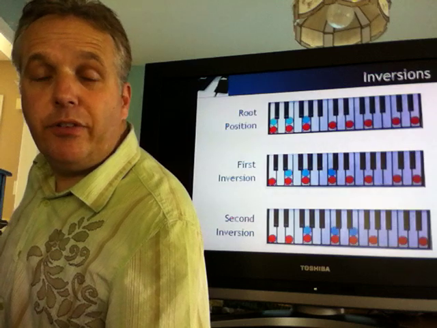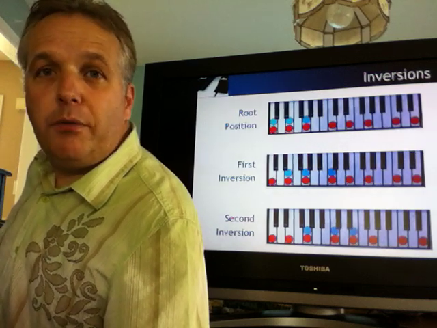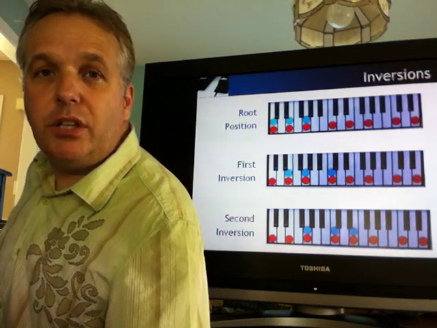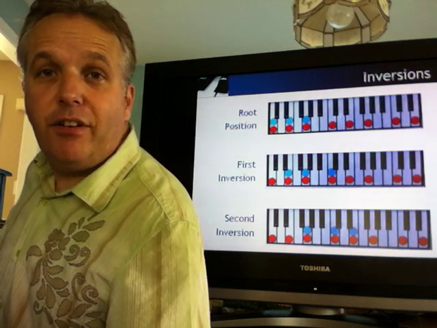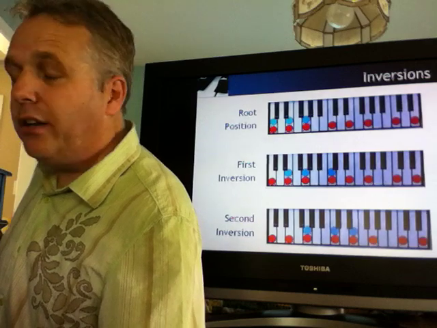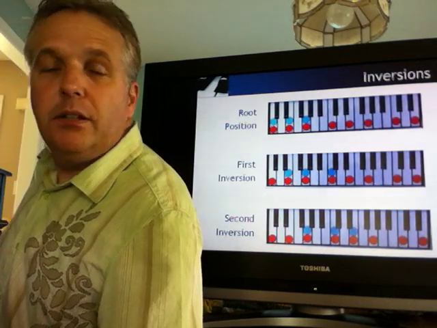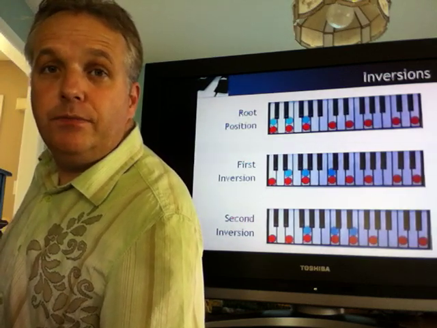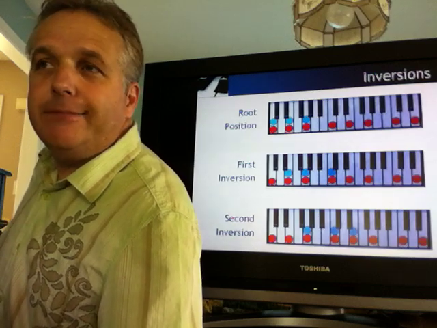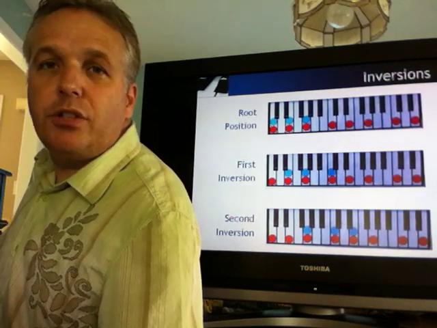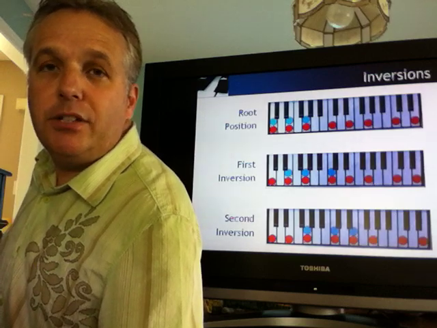Second inversion is moving everything over one section, and so it's G, C, E, which is 5, 1, 3. So we've got root position, first inversion, second inversion. This is important because if you're playing a song, I'll use the key of G, the old hymn Amazing Grace.